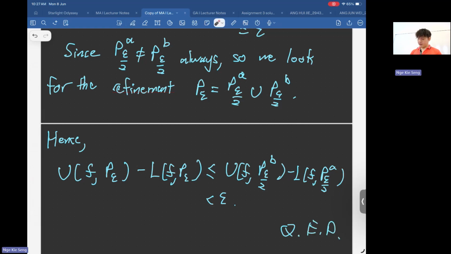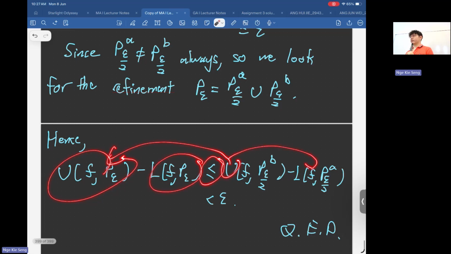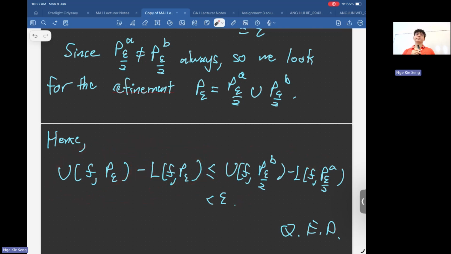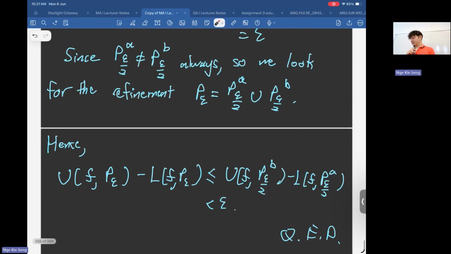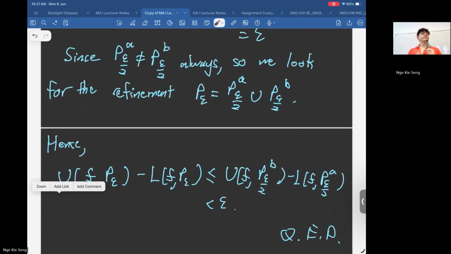So when you do refinement, your UFP will decrease, less than or equal to, and your LFP will increase. So you are taking away more things, so this difference here becomes smaller. Okay. So, questions? Feel free to ask. Don't be shy. No question?